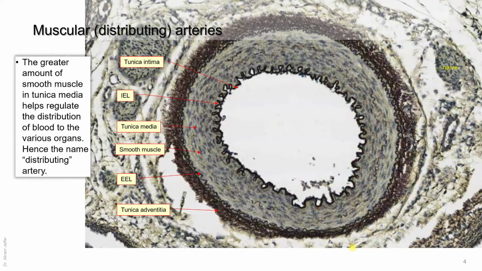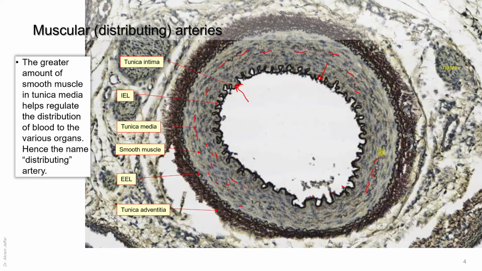This is another stain of an artery. Look at how the artery is uniformly shaped, circular shape, and you can see the three layers. You can see the tunica intima. The epithelial cells are not clearly seen. You can see some nuclei here, but not clearly because it looks crinkled because of the presence of the internal elastic lamina. The internal elastic lamina is so obvious here, and then you have multiple layers of smooth muscle fibers. Look at the nuclei.